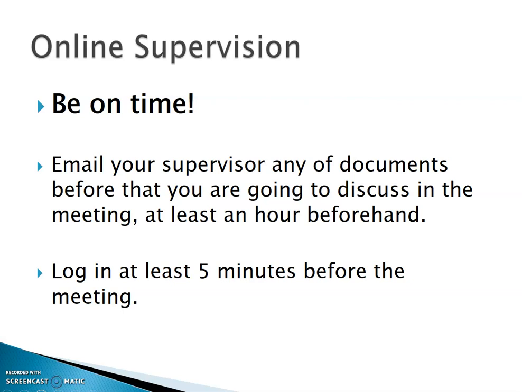And I would log into the system at least 5 minutes before the meeting, because sometimes logging in can just take a while. God knows I've often gone onto Skype meetings and wondered what my password was for a few minutes. So it's always a good idea to sort that out.